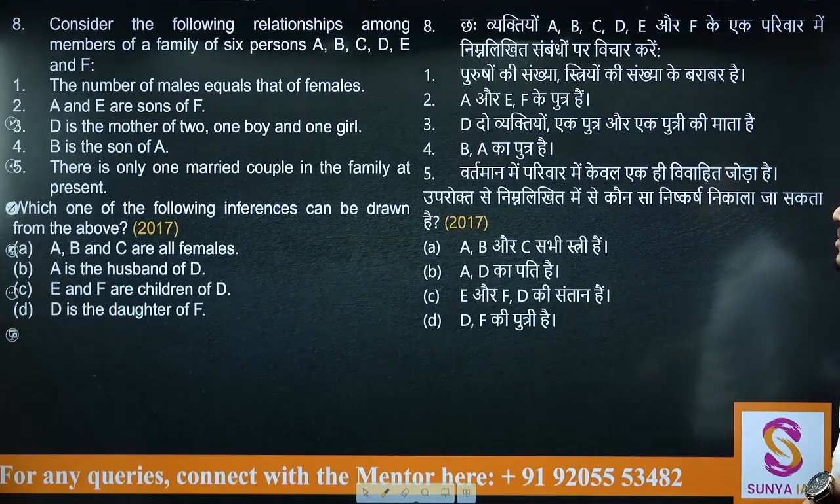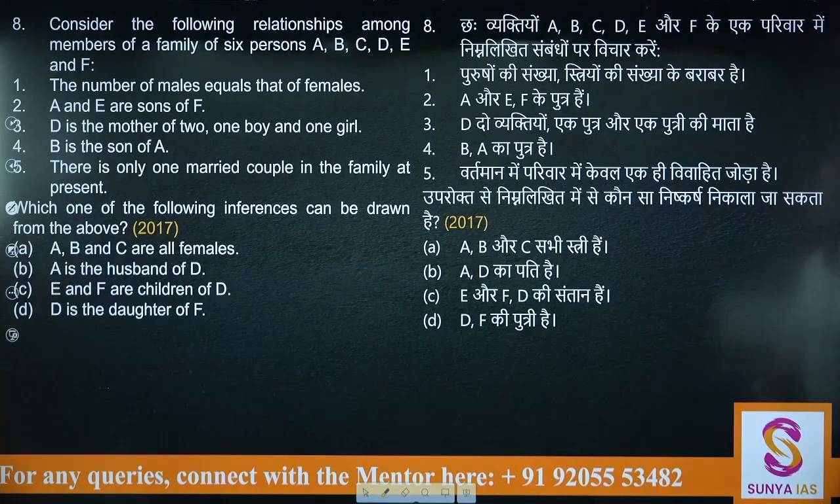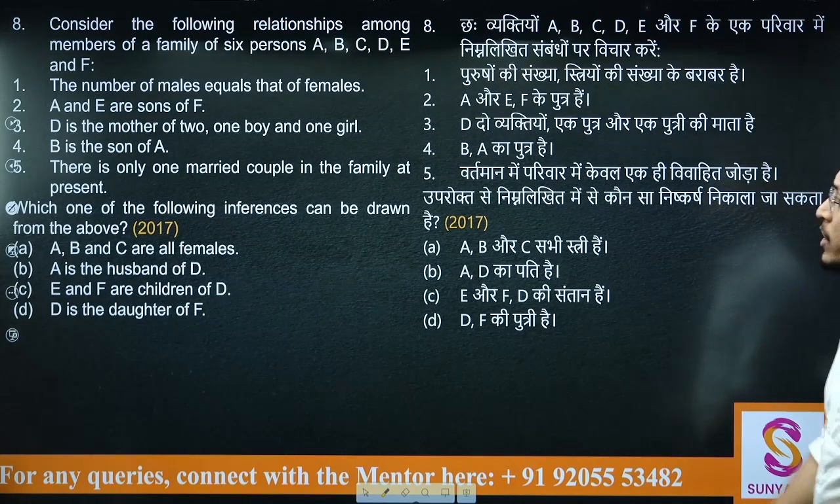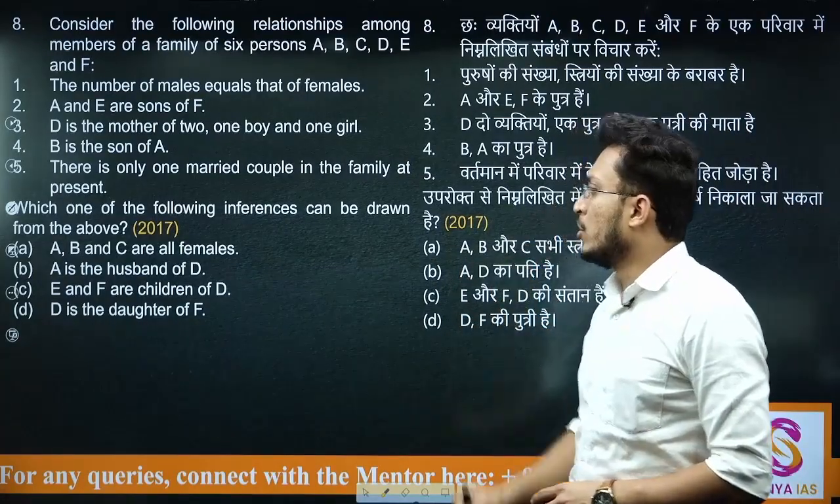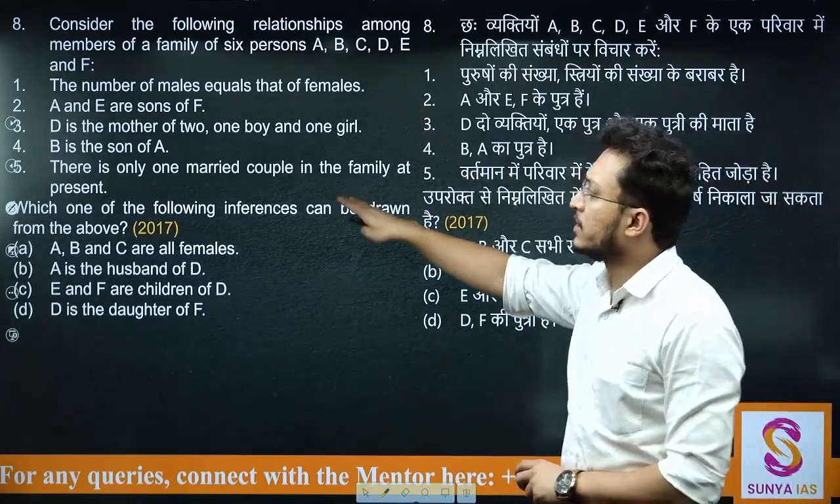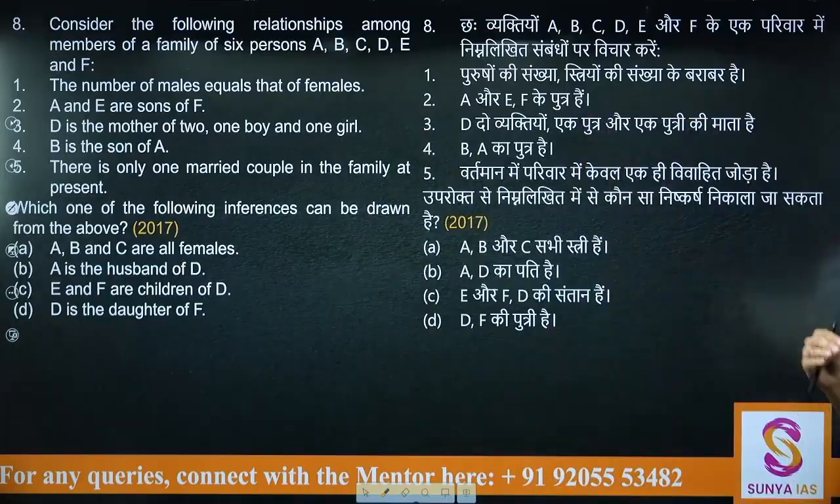Let's see the next question. Now this says, consider the following relationships among the members of a family of 6 persons. So here 6 people are given, and statements 1 to 5 are given. Which of the following inferences can be drawn from the above? What inference can you draw from these statements? This is the question here.